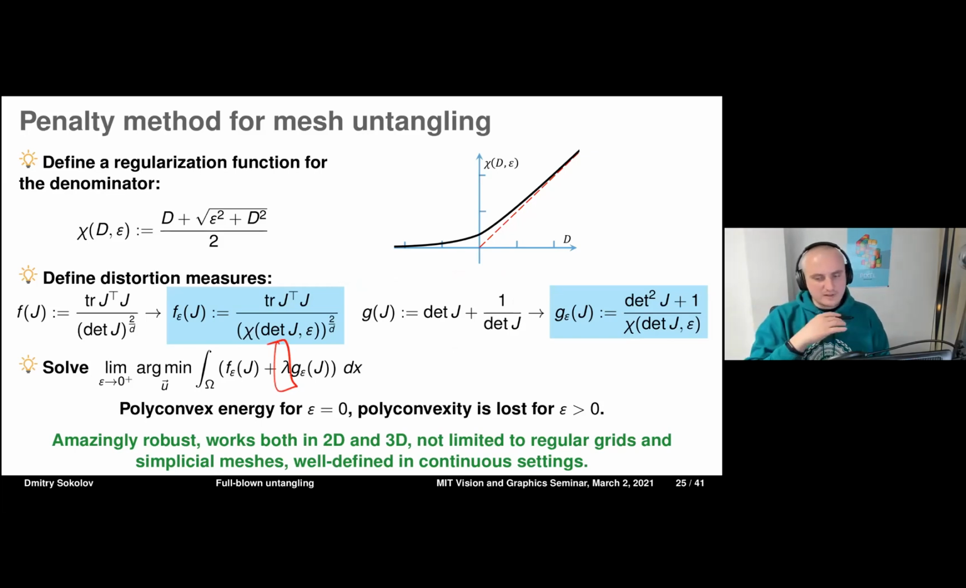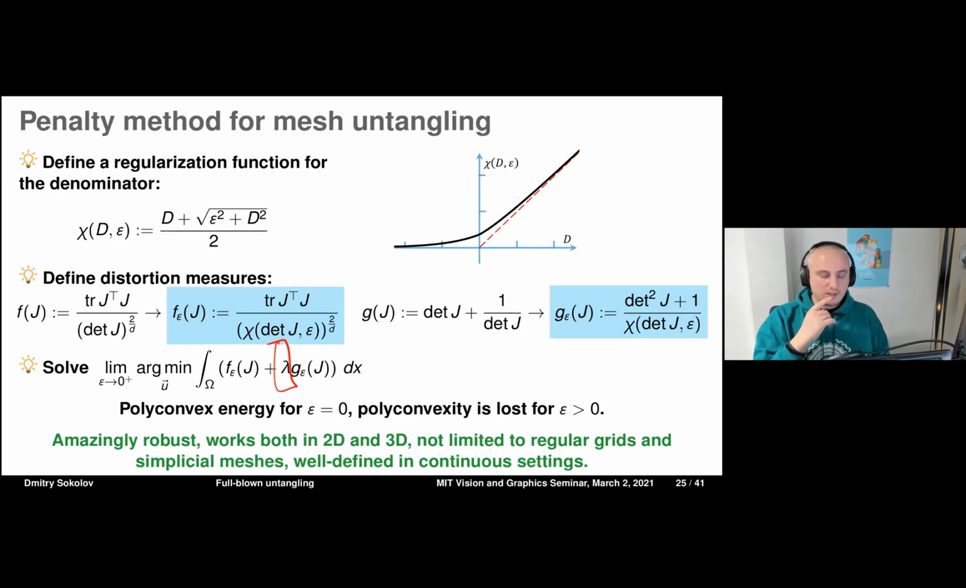Hey, Dmitry? Yeah. Oops, sorry. Can I ask a question? So you've mentioned polyconvex a few times. Can you define that and tell us what you mean? Like, are f and g convex functions? It's not obvious to me.